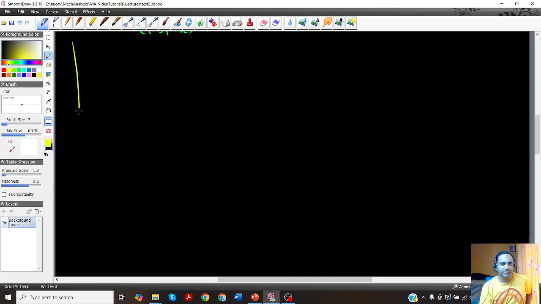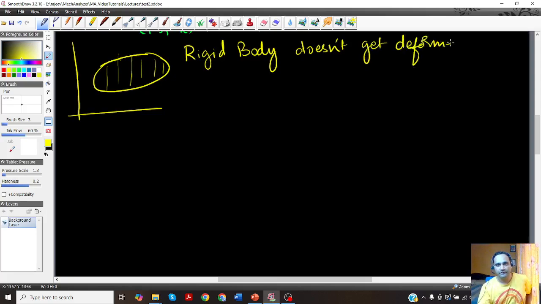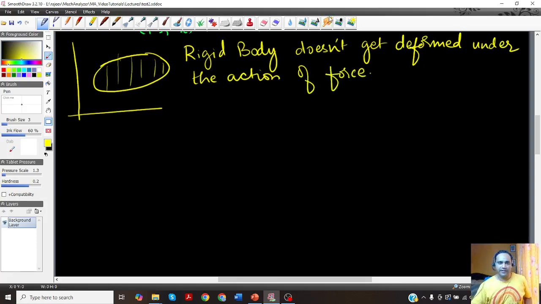What is a rigid body? A rigid body is something that does not deform under the action of any external force or internal force. A rigid body does not get deformed under the action of force. Okay, so I'm having this mobile phone.